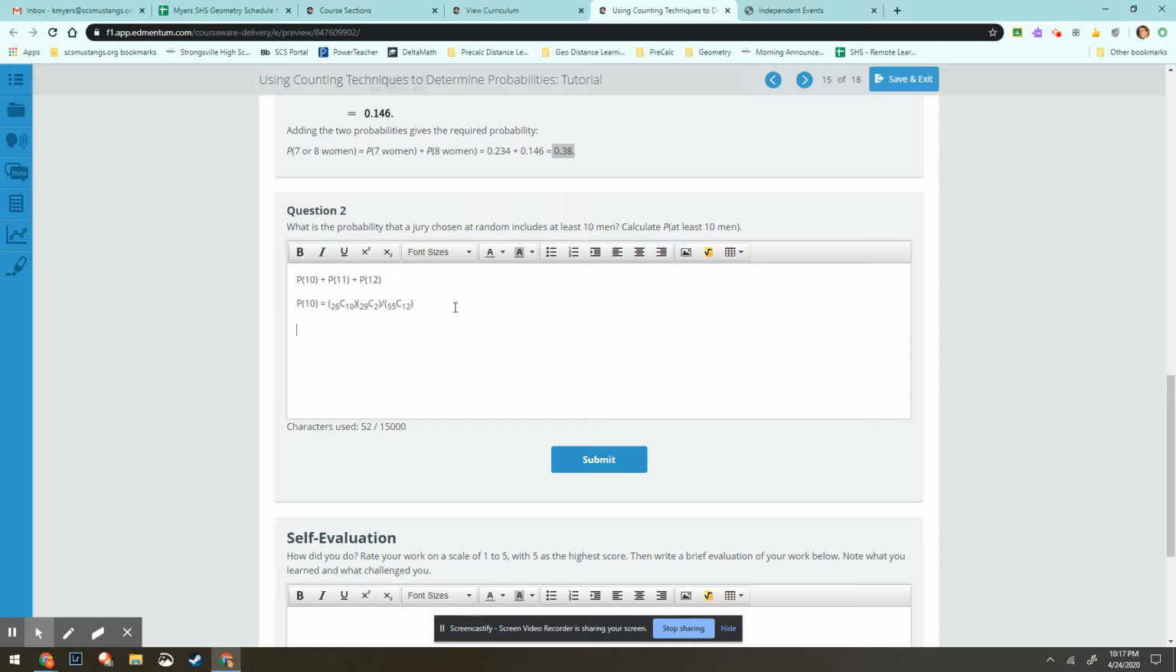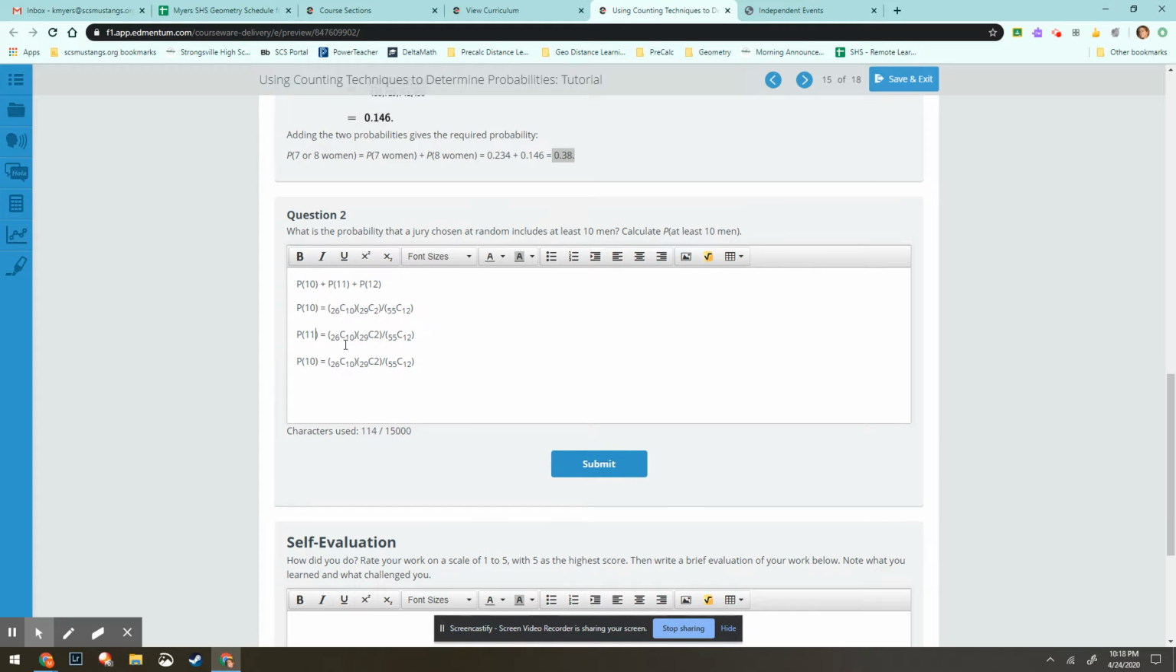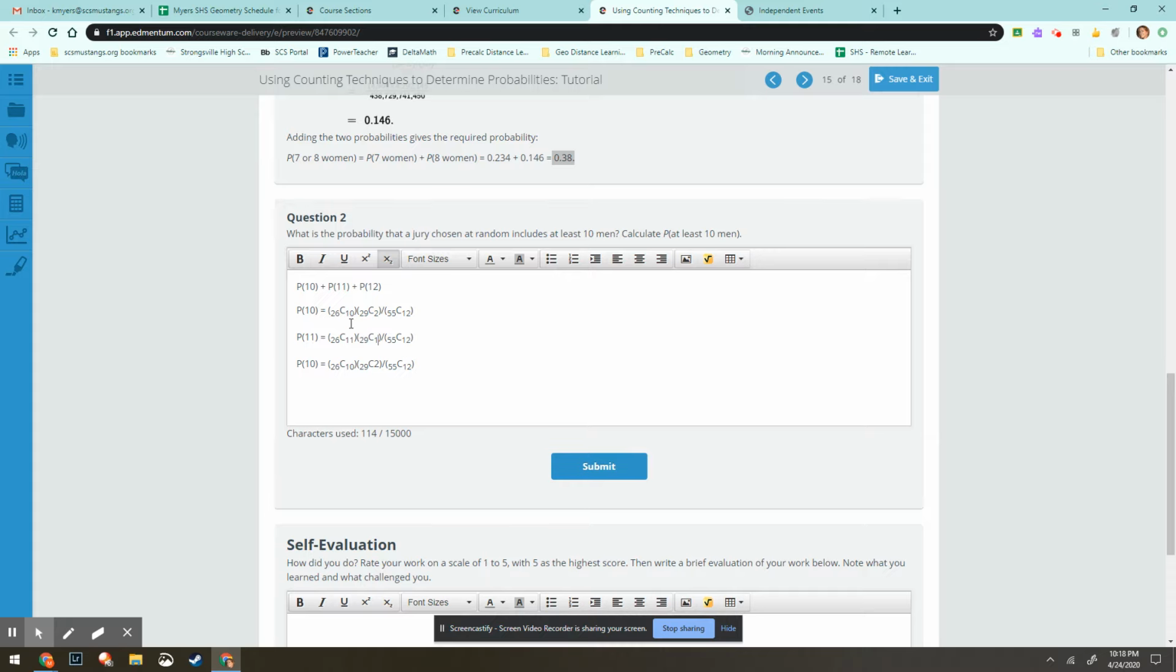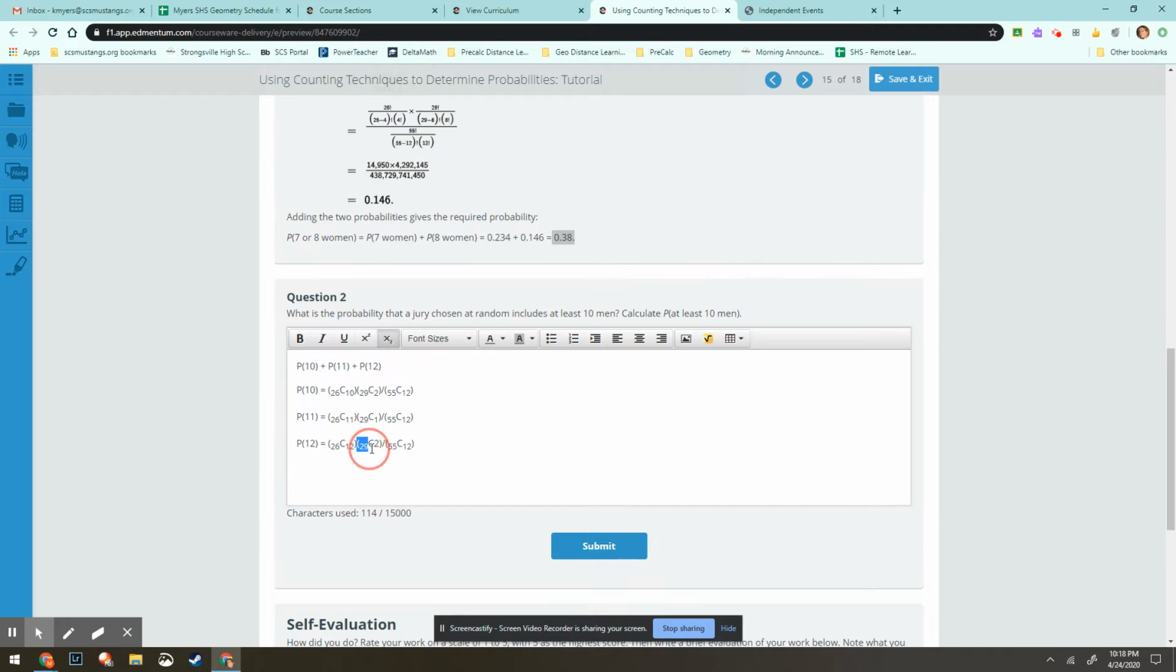I'm gonna do a little bit of trickery here to figure out the other probabilities. For 11, that would be 26 choose 11, but now I am only choosing 1 woman. The 55 choose 12 is going to stay. And then I have the probability of 12, which means I'm choosing 12 men, but I'm not choosing any women actually, so I'm going to get rid of that. I mean, if you wanted, you could make that 29 choose 0. That wouldn't affect your outcome at all. Because that would just be 1. There's only 1 way to choose no women. But I'll just delete it.